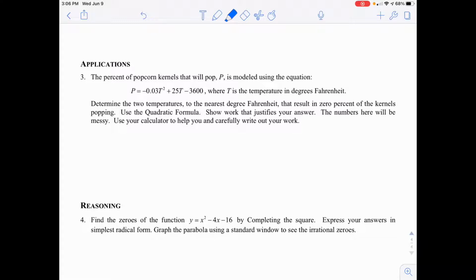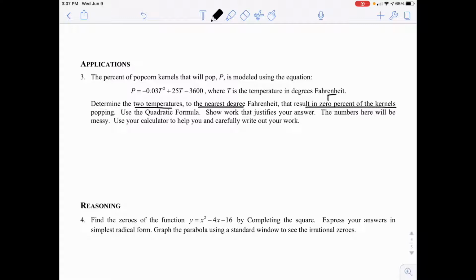The percent of popcorn kernels that will pop, P, is modeled with the following equation. P is equal to negative 0.03t² plus 25t minus 3600, where t is the temperature in degrees Fahrenheit. Determine the two temperatures, so two answers, to the nearest degree that will result in 0% kernels.